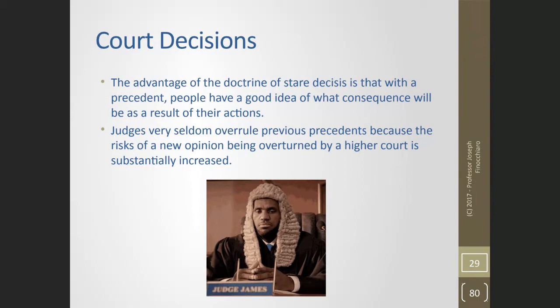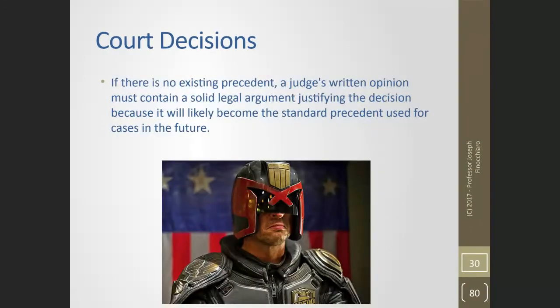Judges very seldom overrule previous precedents because the risk of a new opinion being overturned by a higher court is substantially increased. If there is no existing precedent, a judge's written opinion must contain a solid legal argument justifying the decision because it will likely become the standard precedent used for cases in the future. This is also a reason why, when a court decides something new and novel, it takes a very long time to see, is this the right way to do it? You will find that a decision is made, and judges are loath to overturn them for the first decade or so because they have to see how this is going to play out for the long term.